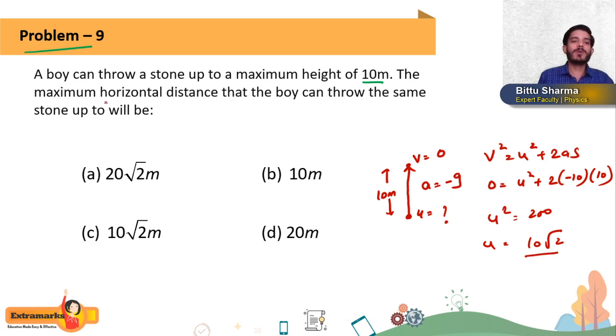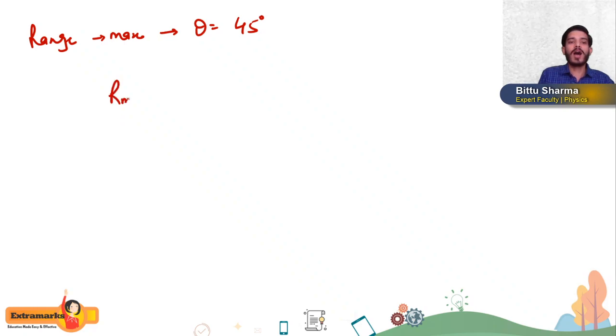Okay. The maximum horizontal distance that the boy can throw the same stone up to will be. So up to what will be the maximum horizontal distance the stone will cover when boy will throw the same stone with the same speed, getting or not? So remember this thing, students. The concept, the trick, the conclusion which I want to give with this question is the range will be maximum if angle of projection theta is 45 degree, getting or not? So R max formula is what? Our range formula is what?